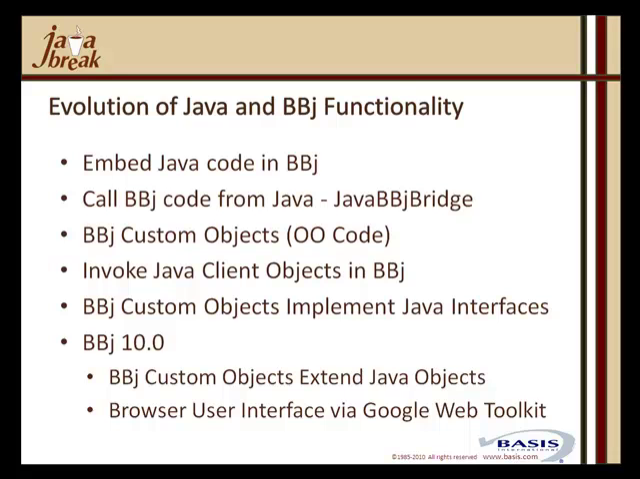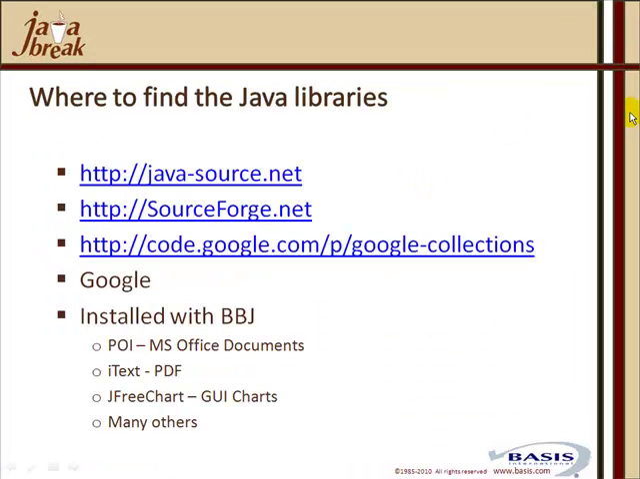Okay, let's move on and look at some practical usage of Java libraries within our business application code. Now that we have some background in the interoperability between Java and BBj, let's take a look at where we'd find some Java libraries that have the functionality that we'd like to incorporate into our BBj application. Usually, to find these libraries, it's as easy as opening up a browser and going to an appropriate website.